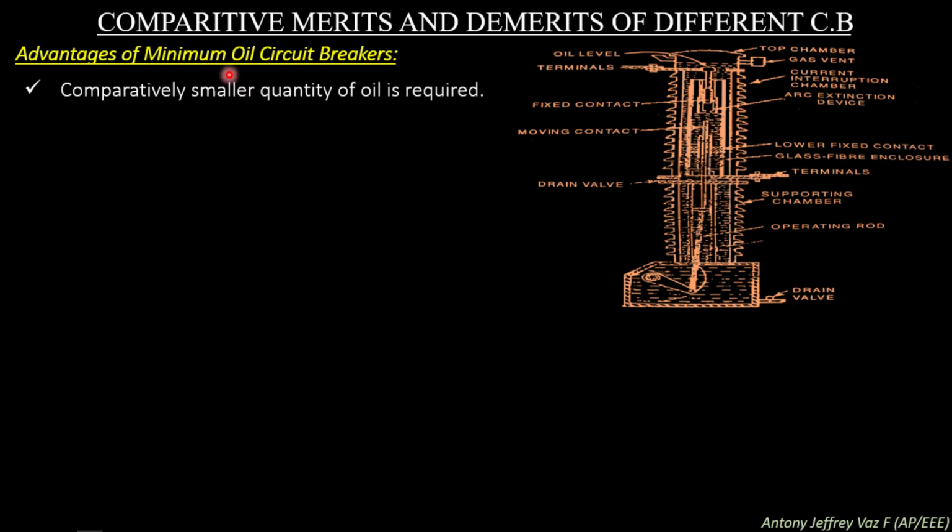Advantages of minimum oil circuit breakers. Comparatively smaller quantity of oil is used. We know that minimum oil circuit breakers are vertically mounted and only the oil present in this chamber is used. So a very minimum amount of oil is required for interruption of the arc. Comparatively less weight and size.